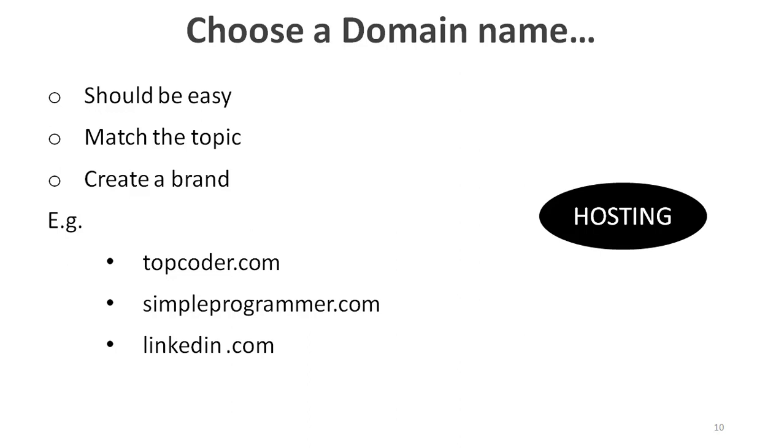Examples are topcoder.com. Coder means it is related to coding. Then simpleprogrammer.com, related to programming. LinkedIn.com, you know very well, in which most people are linked with one another. So these are some basic examples through which you can get the idea of how you can choose a domain name.